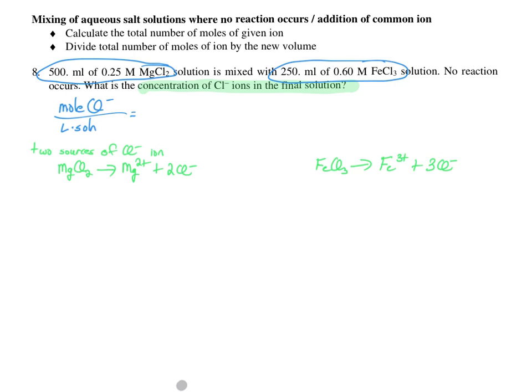Right, we start by writing out the dissociation reaction for each ionic compound. Remember, every ionic compound is soluble, it dissolves in water. When it dissolves in water, it dissociates into ions.